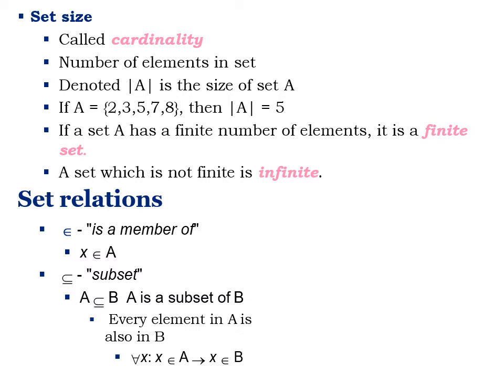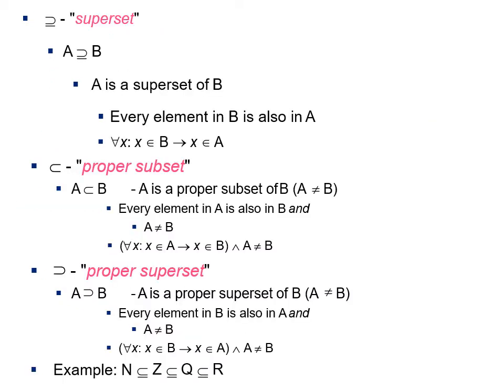So we also have to know about set relations. You are already familiar with this one. We have is a member of, or is an element of. This is the symbol. So we have subset. This is the symbol. A is a subset of B. So every element in A is also in B. Next one we have superset. A is a superset of B. Every element in B is also in A. So that is superset. Every element of B is also in A.